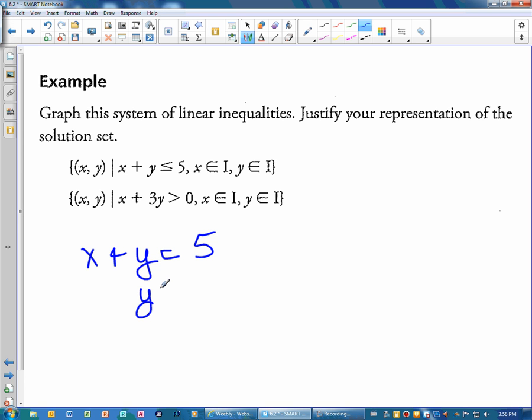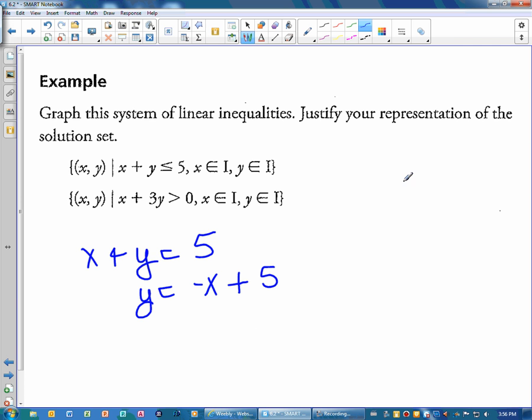So I'm going to have y equals negative x plus 5. I don't know if you can tell what that is. Negative x plus 5. I have to slow down my writing.